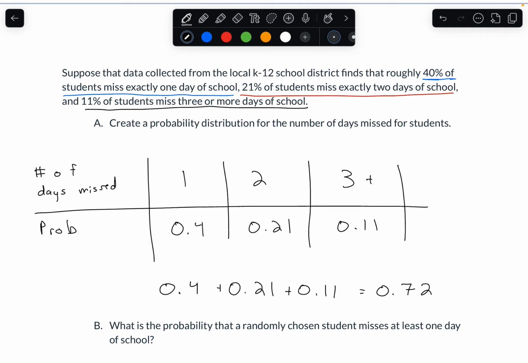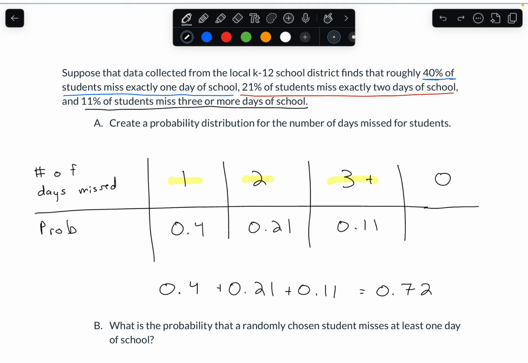And if I look, I've got miss exactly 1 day of school, 2 days of school, 3 or more days of school. There is one case that I haven't talked about, and that's if I miss no school, or 0 days. So I can fill in the blank here. I can figure out what's the probability that they missed exactly 0 days.